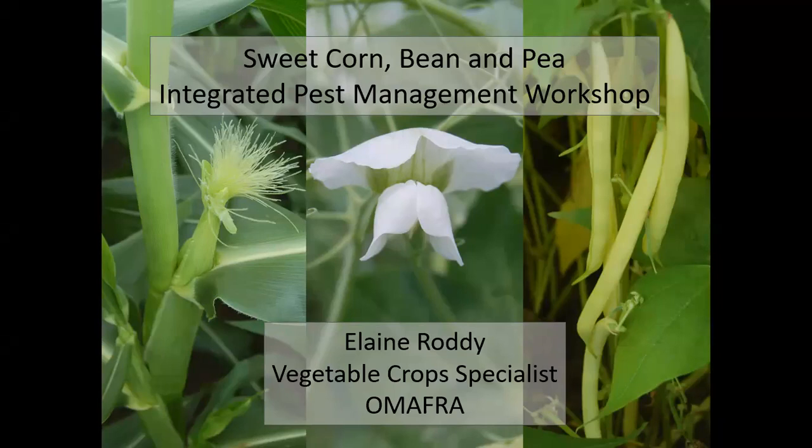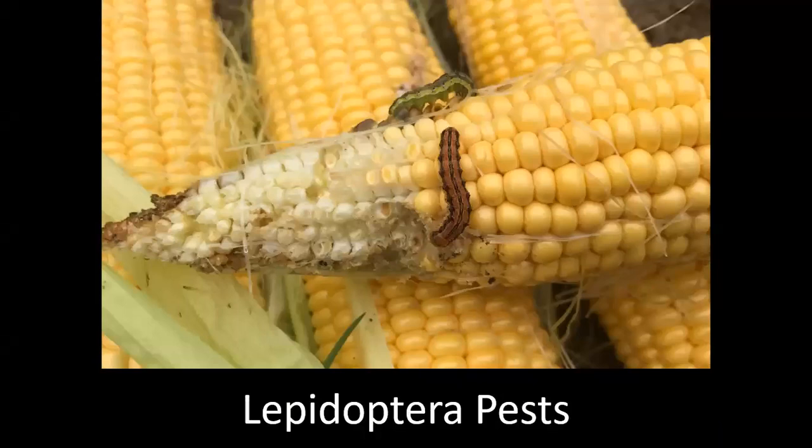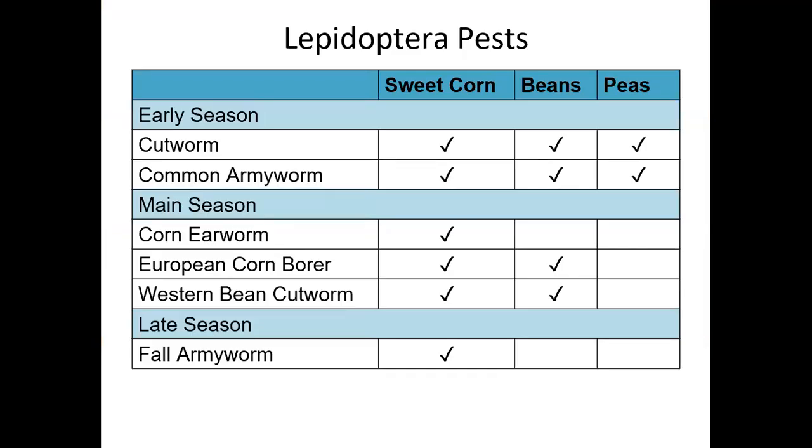In this module of the workshop, I'm going to be specifically covering the Lepidoptera pests of these crops. Lepidoptera pests are the larvae of moths, and there are several different ones that we deal with, mainly in sweet corn, somewhat in beans, and much less commonly in peas.